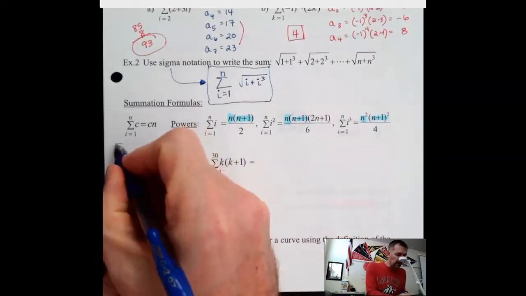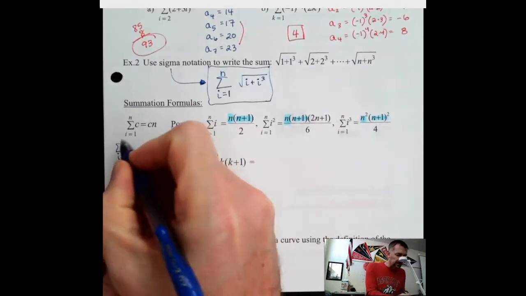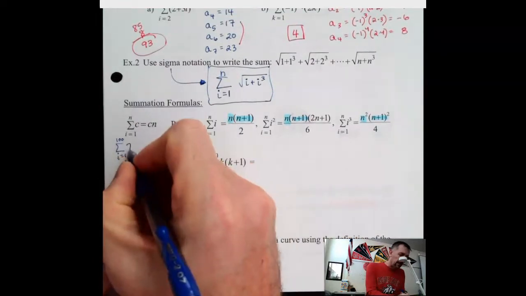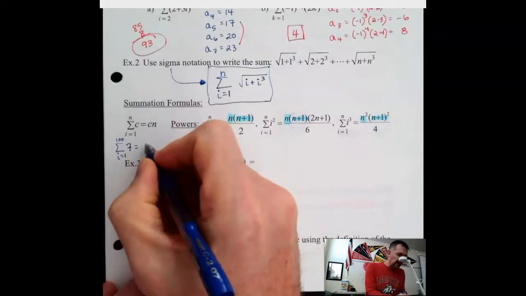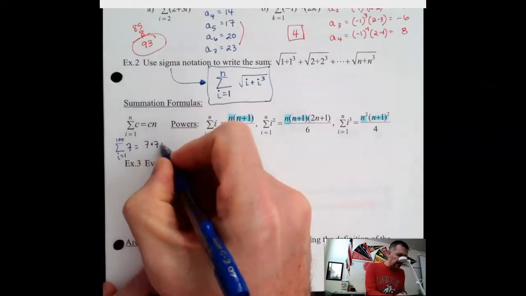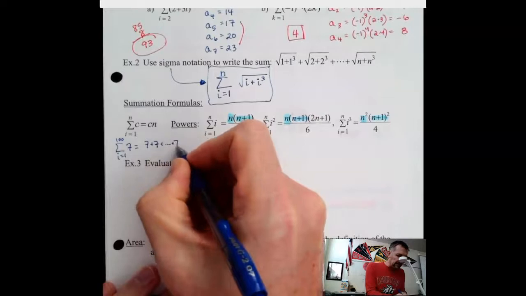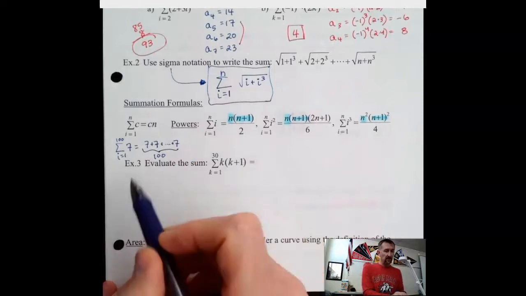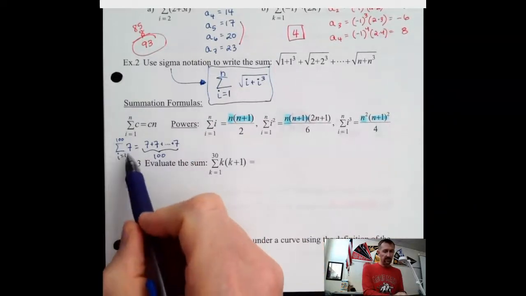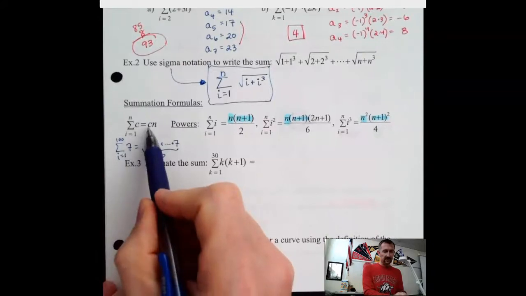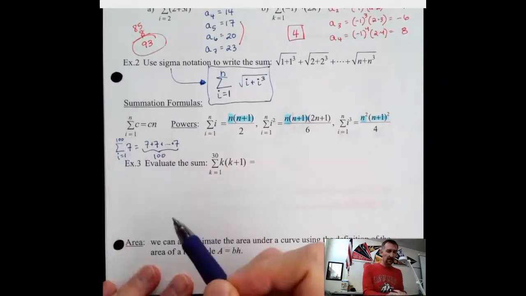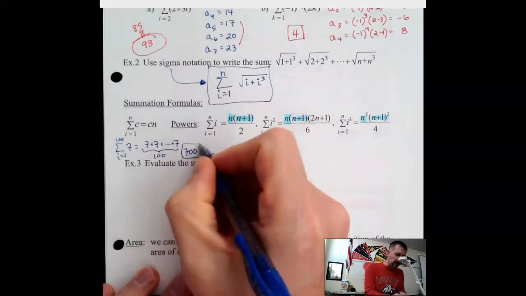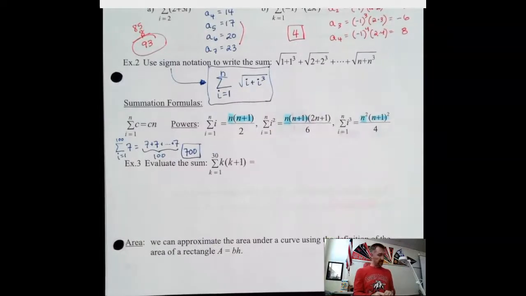So if you think about it, what if we had the sum from i equals 1 to 100 of 7? If you think about what that means, 7 plus 7 plus 7, and there would be 100 of those. So if you have a constant and you're starting at 1 and going to whatever, you're just going to multiply that constant times how many there are going to be. So it's 7 times 100, so that would be 700. So that's pretty basic.